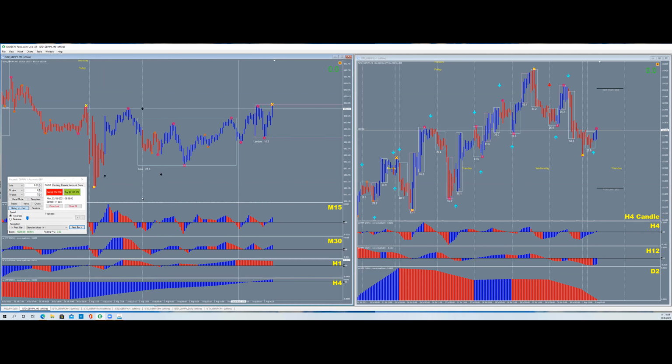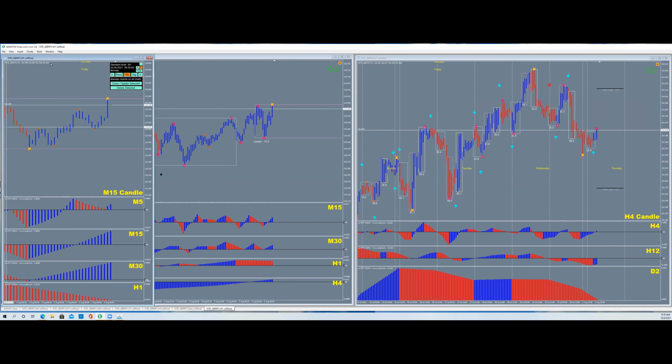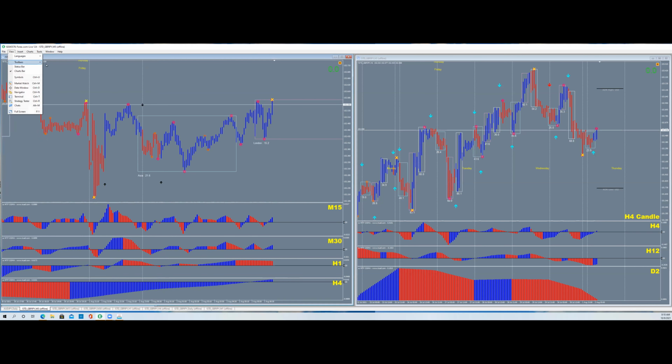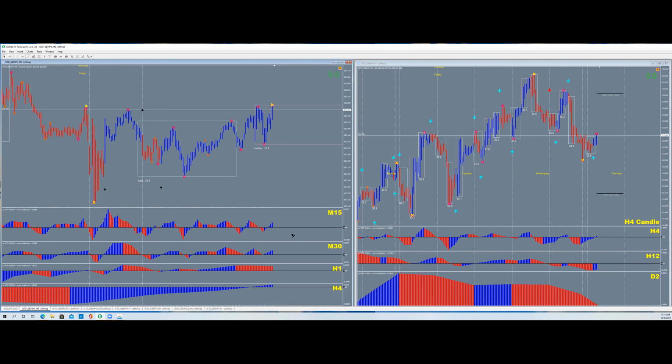Now, one of the things that I look at, oops, where am I at? One of the things to pay attention to is, where's my line? Look at the slope. Okay, look at the slope of this 1 hour. It is flat.